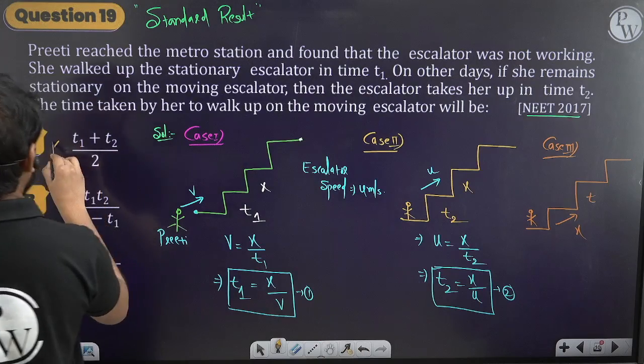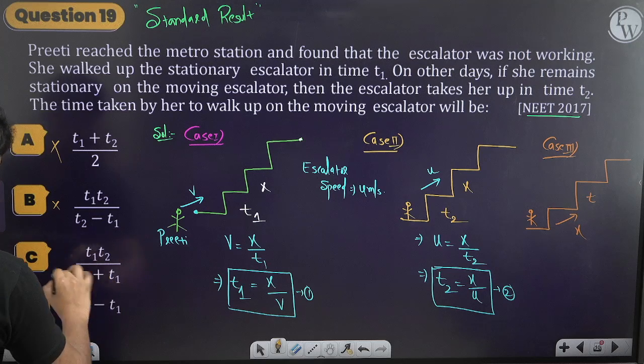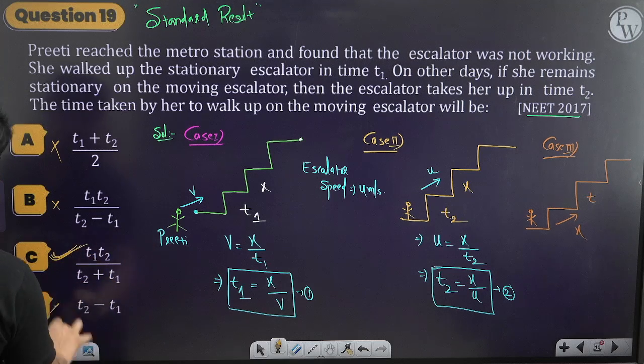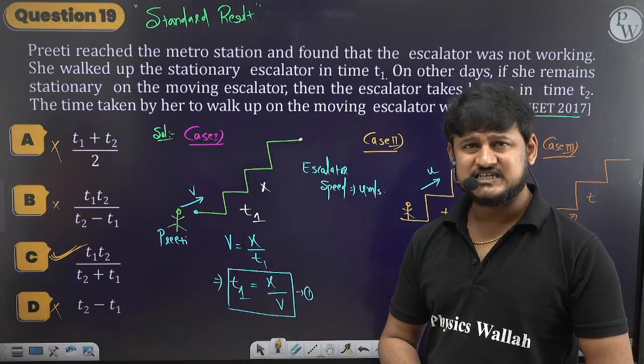So t1 t2 by t1 plus t2, not t2 minus t1. T1 T2 by T1 plus T2 or T2 plus T1, both are the same. Clear? Option C is the correct one, guys. Understood? Any doubts here?